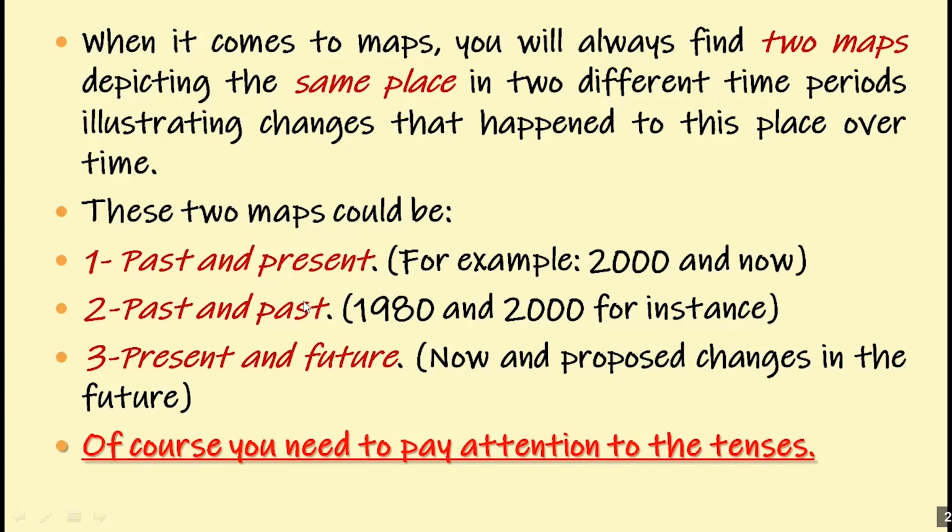Past and past, no problems, because you're going to use the past in the two situations. Present and future, no, you need to be careful. For example, there is a stadium, but the stadium will be demolished and a park will be set up in the same place. You understand? Another example, the library will be replaced by an entertainment center, for example. So you want to make sure that you use the present for the present and the future for the future.